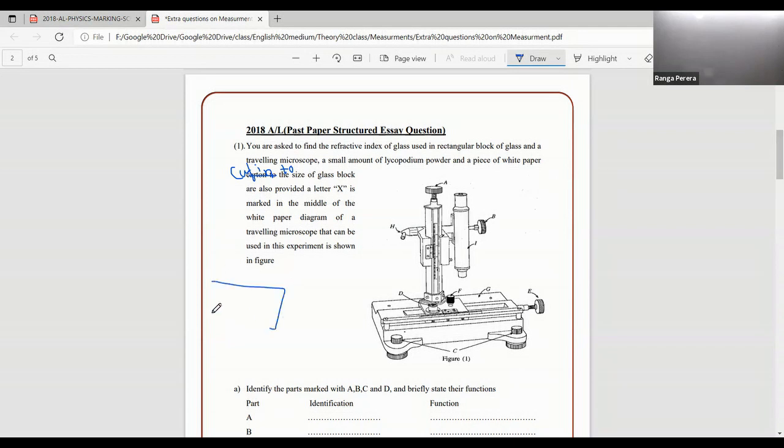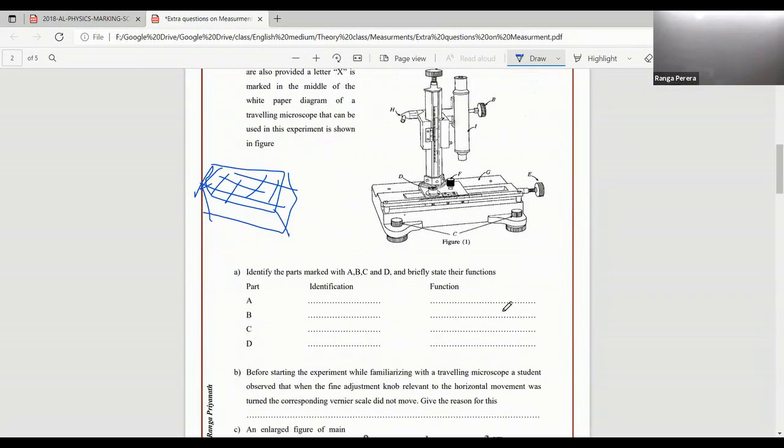So you have a glass block like this. There's a small white paper which is exactly the same size as this side of the glass block, and also provided, letter X is marked in the middle of the white paper. A diagram of a traveling microscope that can be used in this experiment is shown in the figure. Right. In the first question they asked, identify the parts marked with A, B, C, and D and briefly state their function.